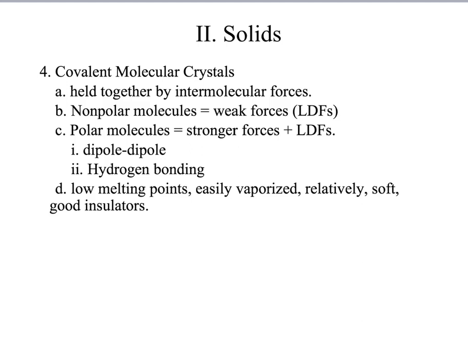And then if it's a polar molecule and it has an HF, an HN, or an HO bond on it, then it's also going to have hydrogen bonding. Covalent molecular crystals tend to have low melting points and they're easily vaporized, and this is because they're being held together by those weaker intermolecular forces. Remember, your intermolecular forces are weaker than your intramolecular forces.